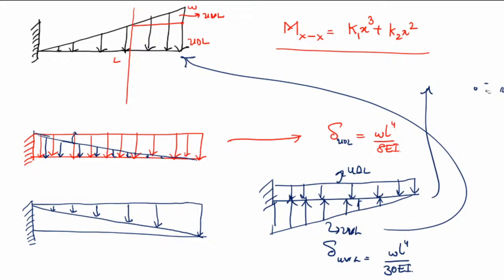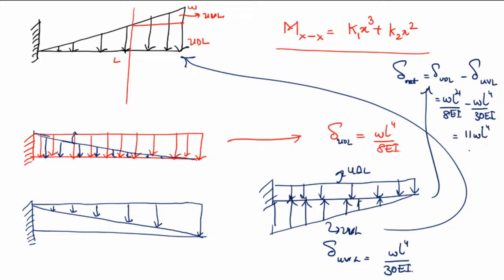Let me write it clearly. Delta net is equal to delta UDL minus delta UVL. This is WL power 4 by 8 EI minus WL power 4 by 30 EI. So 1 by 8 minus 1 by 30 will give us the answer as 11 by 120. That is 11 WL power 4 by 120 EI.